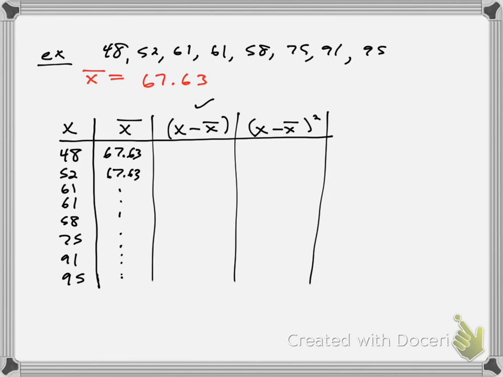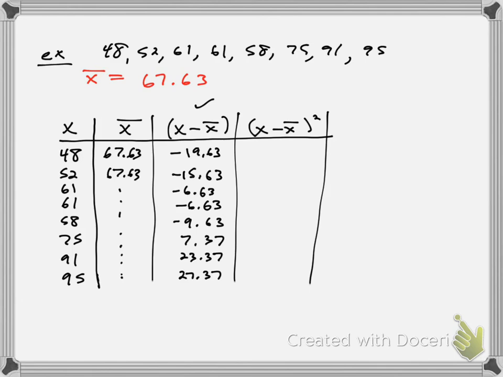Okay? So now I'm going to take my x minus the mean. This is my deviation from the mean, this column I'm about to do right now. I take my data point and subtract the mean. So that'd be 48 minus 67.63, which is negative 19.63. Notice you can get negatives, but that's okay because when you square them, it's going to make it a positive anyway. So I'm going to fill this table out really quick. Okay, I went ahead and filled all those out.